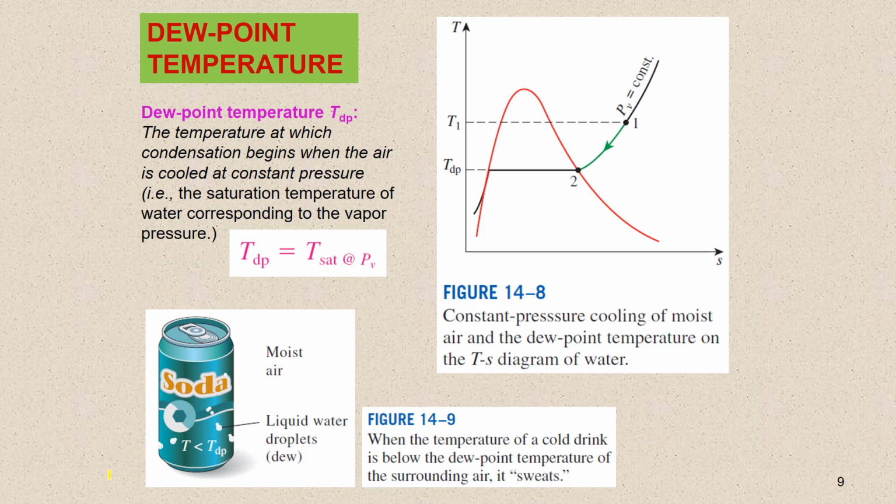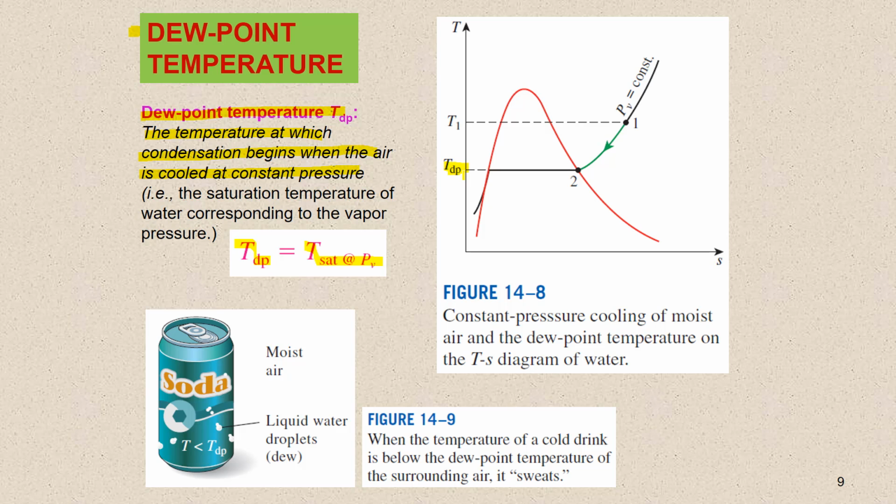Now let's look at what dew point is. The dew point temperature, or T sub dP, is defined as the temperature at which condensation begins when the air is cooled at constant pressure. In other words, T sub dP, or dew point temperature, is the saturation temperature of water corresponding to the vapor pressure, or T dew point is going to be equal to T saturated at P sub V.